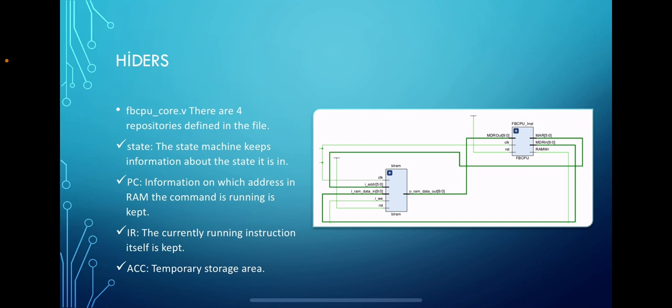Registers. There are four registers defined in the file. State, the state machine keeps information about the state it is in. PC, information on which address in RAM the command is running is kept. IR, the currently running instruction itself is kept. ACC, temporary storage area.